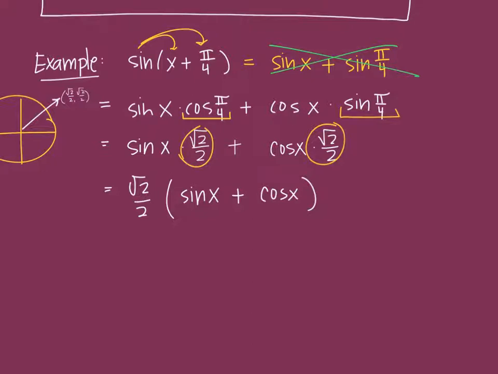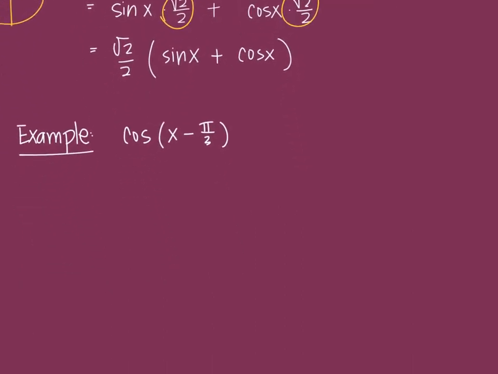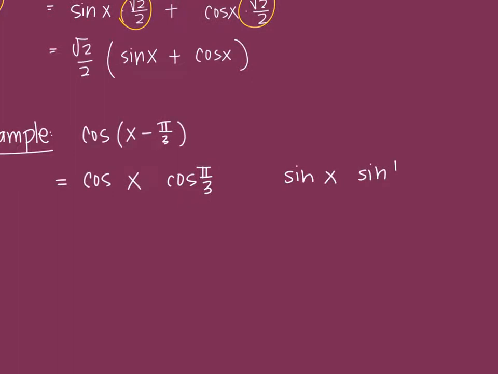Let's try another one. Let's do a cosine one this time. Let's try cosine of x minus pi thirds. We don't distribute, we do the cheer. The cheer for cosine is a double cosine followed by a double sine. So this is cosine, cosine, sine, sine. We fill in the x, we fill in the pi thirds. By the way, you only ever fill in positive things. Never a negative, always a positive. So x and pi thirds.